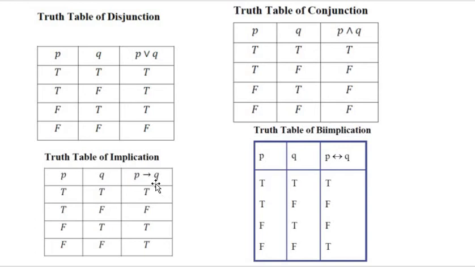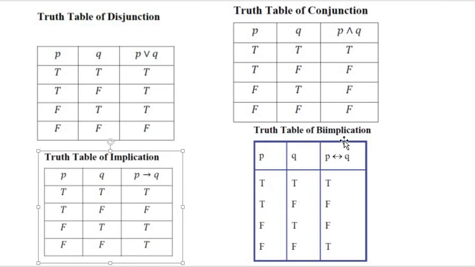Now, the third logical connective is implication. When P is false and Q is true, then P implies Q is true. When P is true and Q is false, P implies Q is false. So P implies Q is false in only one case, that is when P is true and Q is false.